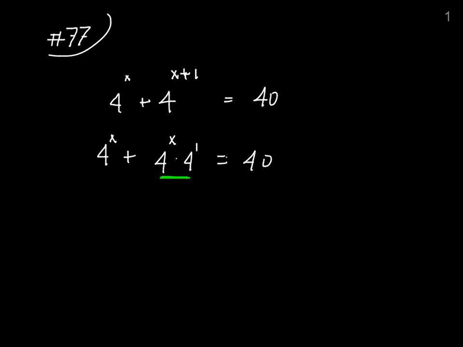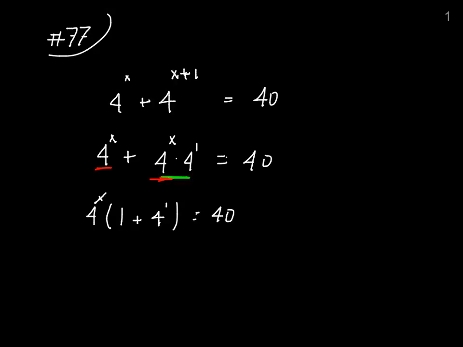I now notice that I've got a 4 to the power of x here and a 4 to the power of x there. So what this means is I have a common factor in both terms on the left-hand side. So I can factor it out. So I'm going to factor out a 4 to the x. And in my brackets I'm left with 1 plus 4 to the 1 equals 40. I have 1 because in my first term when I factor out 4 to the x I'm left with 1. And in my second term when I factor out 4 to the x I'm left with 4.